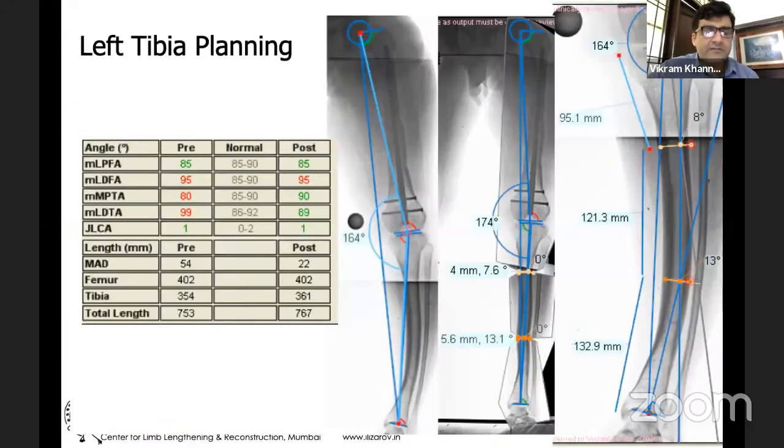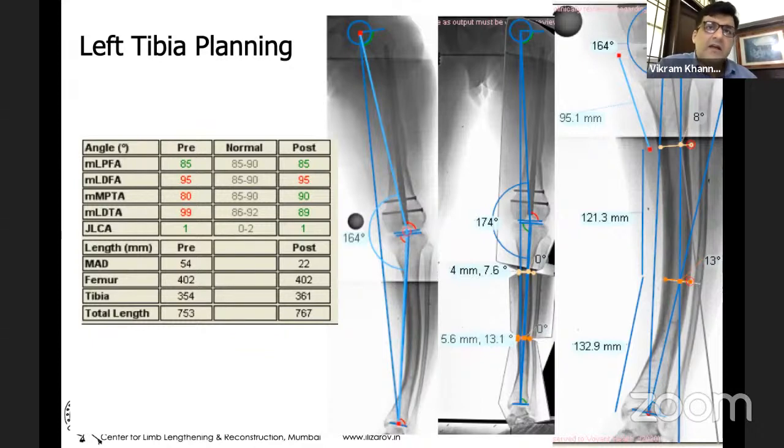Left tibia planning, as you can see, when we did the trauma CAT planning on the full length X-ray, the left side femur is undercorrected at 95. So the LDFA is 95 degrees. So the target MPTA we kept as 90 for the osteotomy because we had planned with an Ilizarov.